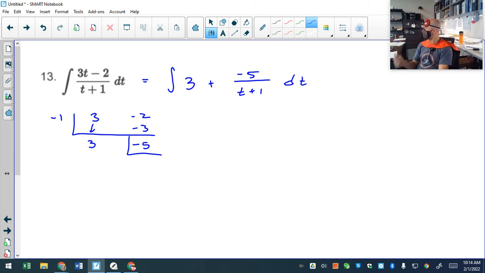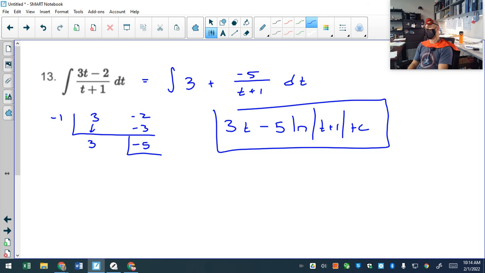We good? Which then, the antiderivative of 3 is 3t. What do you think about the antiderivative of negative 5 over t plus 1? Yeah, take the 5 out, and once you take that 5 out, the top becomes the derivative of the bottom. And there's your answer. That's one that falls back on older techniques.